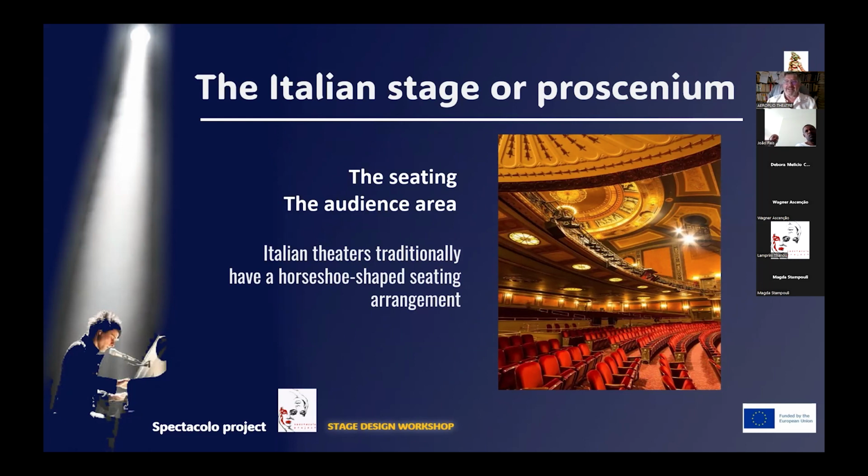In old theaters, the seating and audience area is often designed with careful attention to sight lines, acoustics, and overall comfort. The seating may be arranged in multiple tiers or levels with balconies, galleries, and boxes overlooking the stage. The layout is often a horseshoe, as I mentioned before, allowing for an excellent view of the stage for a big part of the audience.